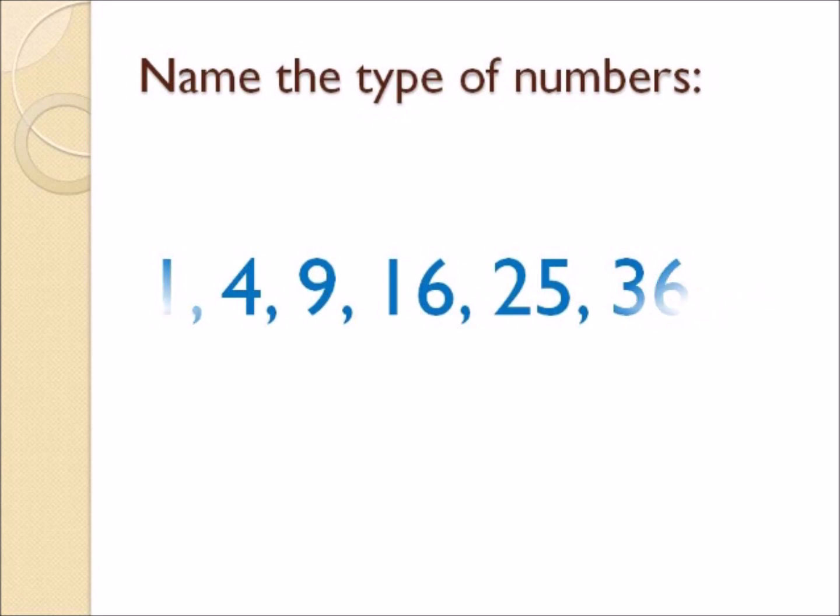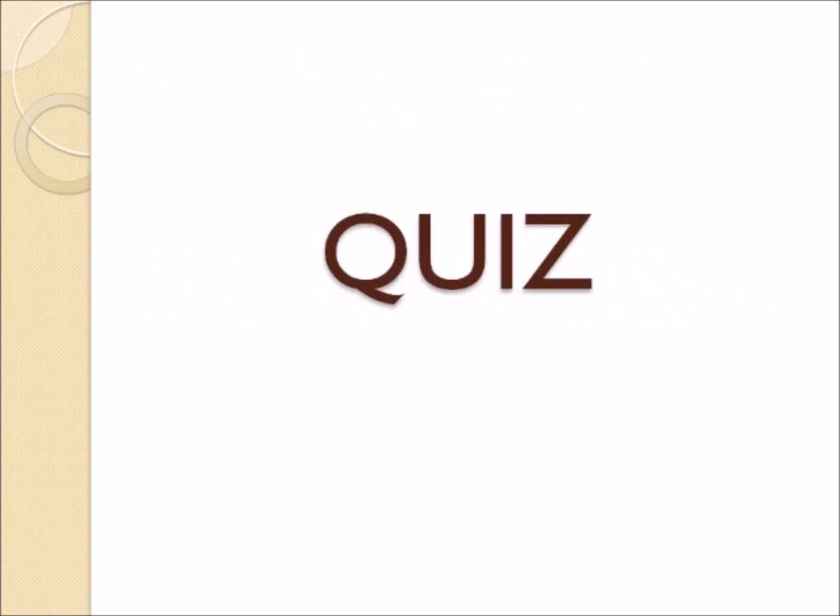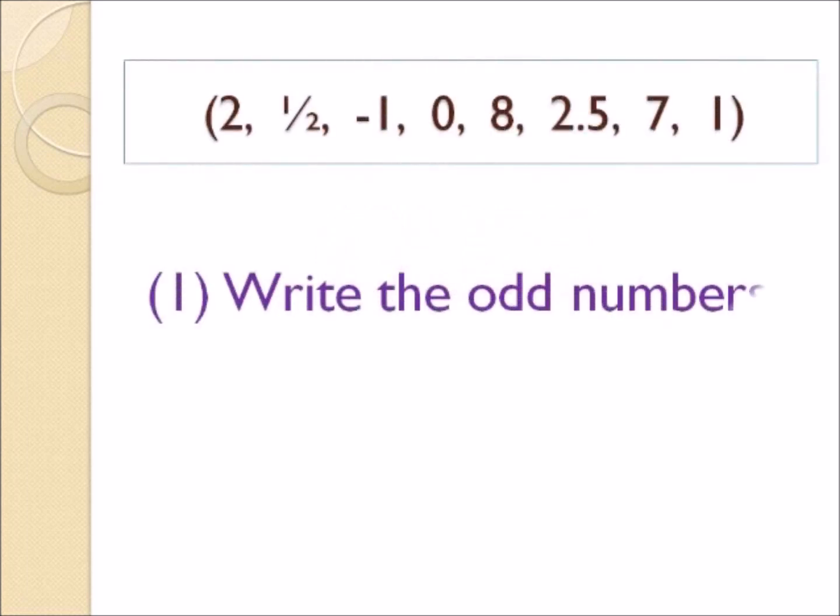Here, square numbers. Okay, get ready. Quiz coming up. Once you know those, then you'll be able to solve these. Look at the numbers and the set of numbers at the top. Write the odd numbers. Do it quickly. I'm going to show you the answers at the end.